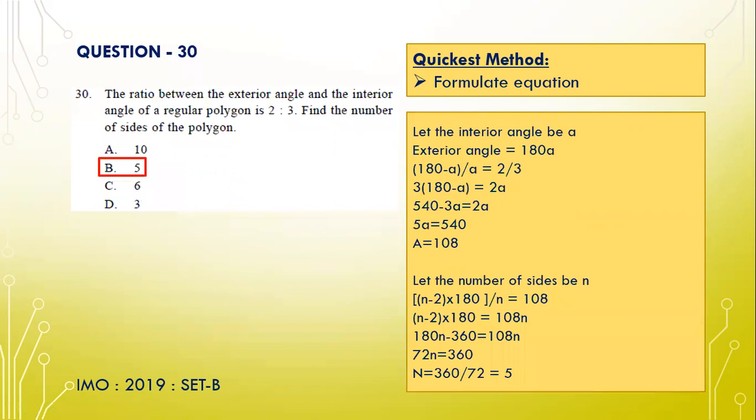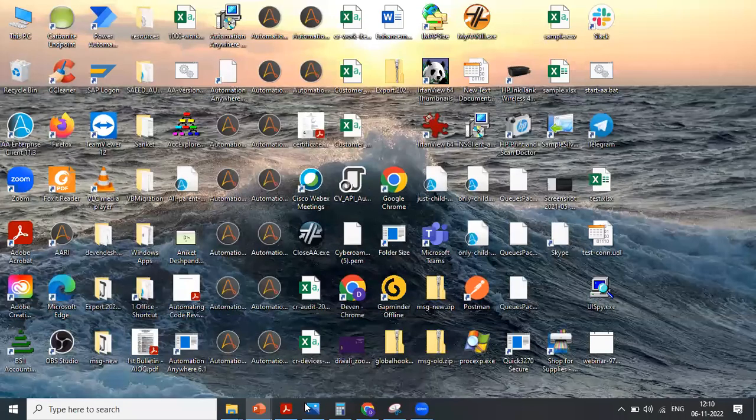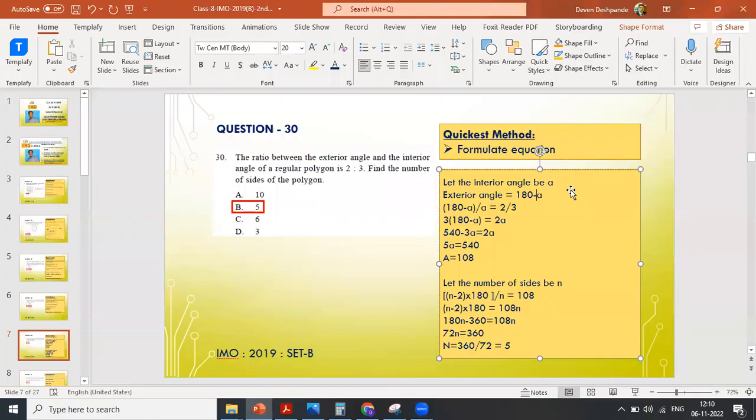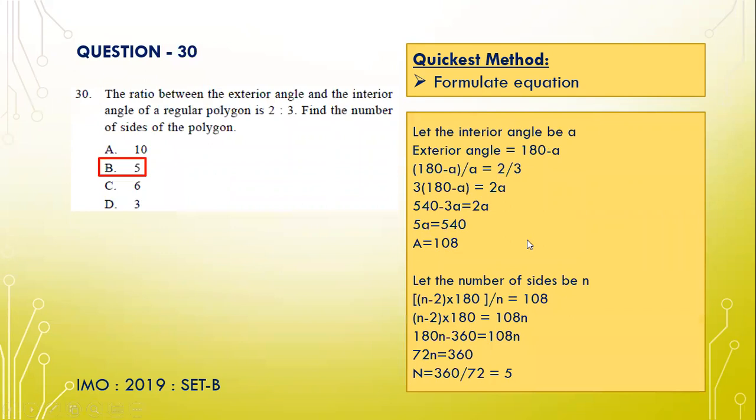The ratio between the exterior angle and the interior angle of a regular polygon is 2:3. Find the number of sides of the polygon. Let the interior angle be A and the exterior angle will be 180 minus A, isn't it? So exterior angle will be 180 minus A. What is the ratio? 180 minus A upon A is 2/3, isn't it? Ratio of exterior angle to the interior angle is 2/3. So 180 minus A upon A is 2/3.